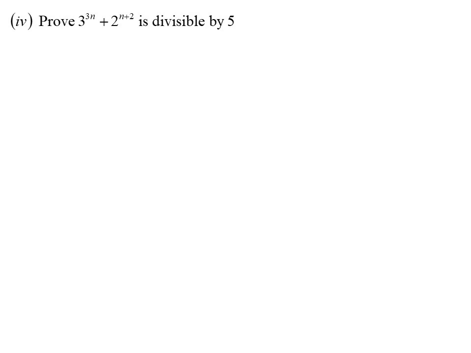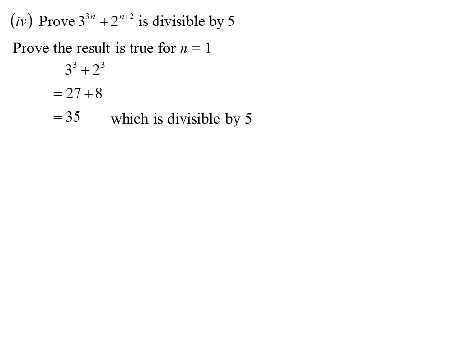And our claim here is that this is going to be divisible by 5. It'll always be divisible by 5. Well, let's check out the first case. N equals 1. We'll get 3 to the power of 3 plus 2 to the power of 3 as well. That's 35. 35 is divisible by 5. It works for 1. It's true for 1.